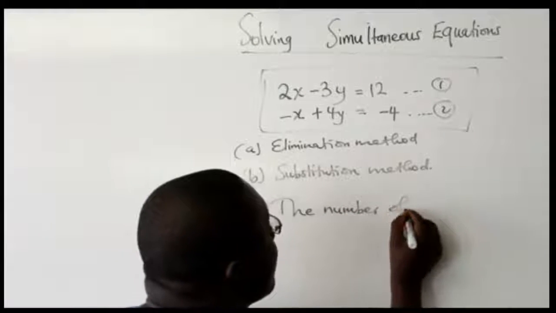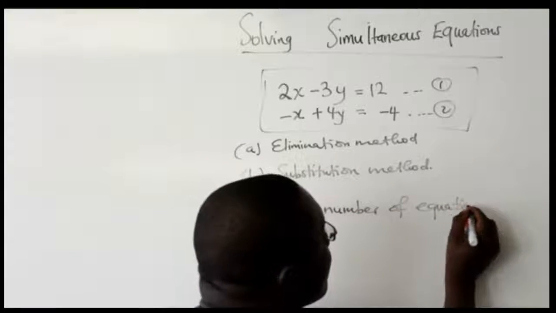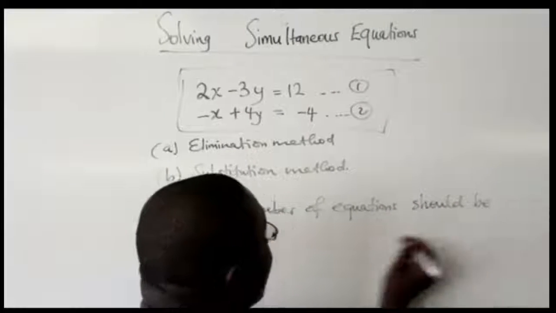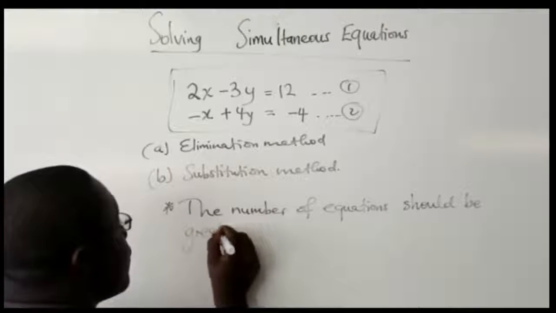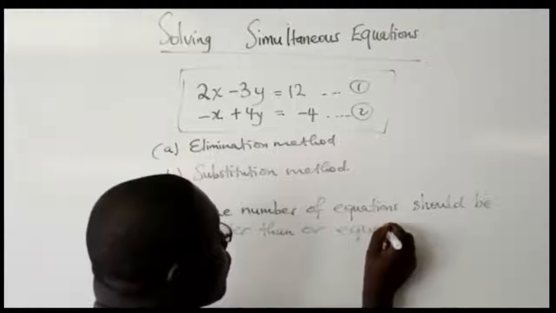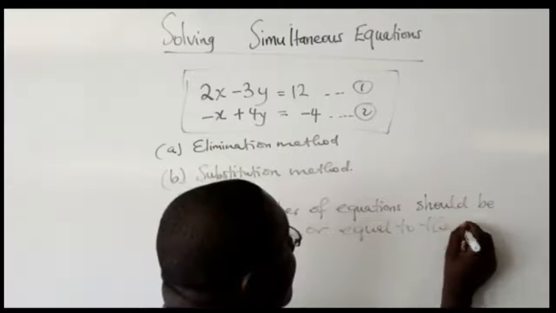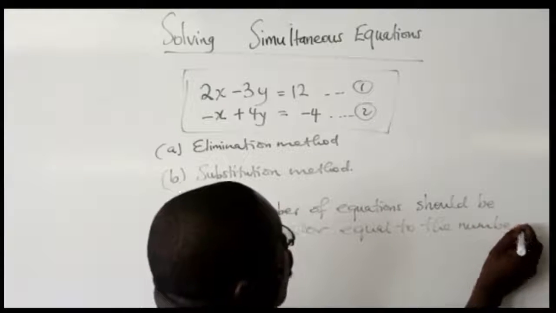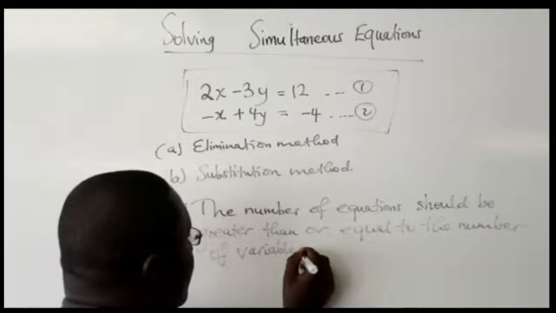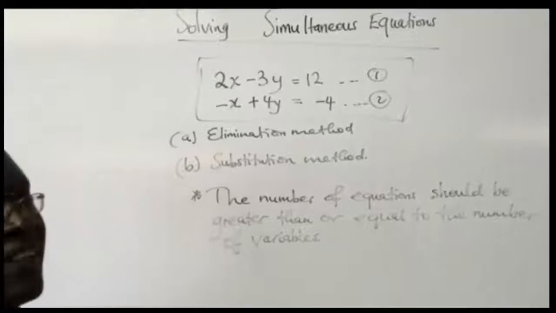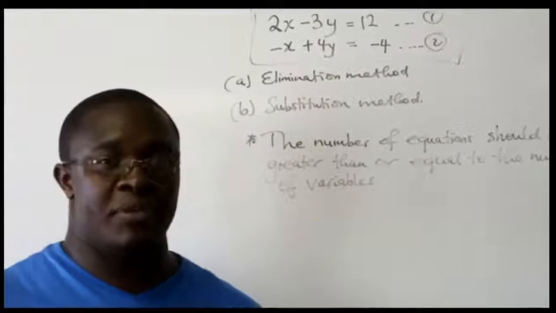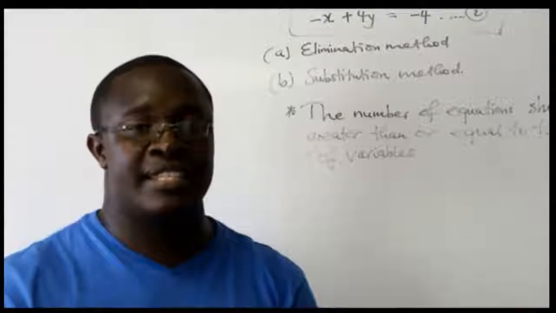of equations should be greater than or equal to the number of variables. So whenever you're dealing with equations, the first thing to check is to say, how many variables do I have and how many equations are there?